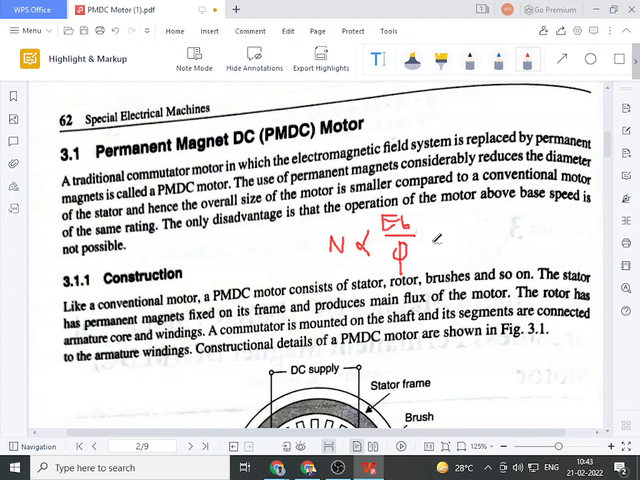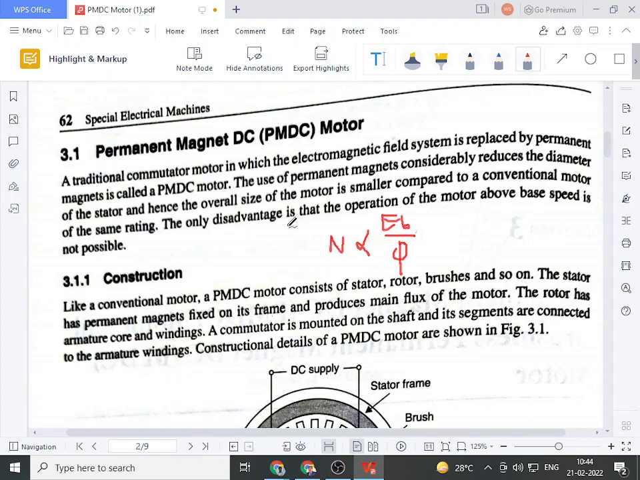For that purpose we have to go with the armature control method. Armature control is possible in a PMDC motor, but we cannot use this motor for above rated speed application because the field control method is not applicable to PMDC. Why? Because flux is constant. Why is flux constant? Because we use permanent magnets. As permanent magnets are used, there is no control over the flux developed by them. That flux is always constant, so we cannot control it, and we cannot use this motor for above rated speed application.